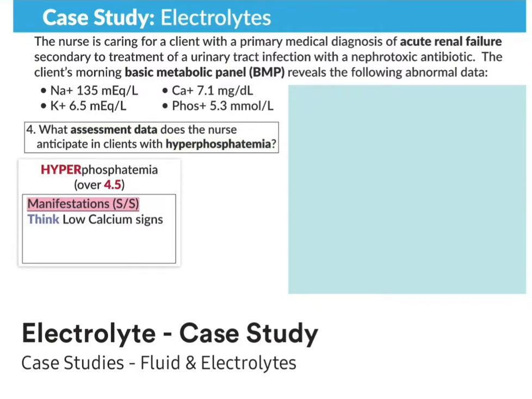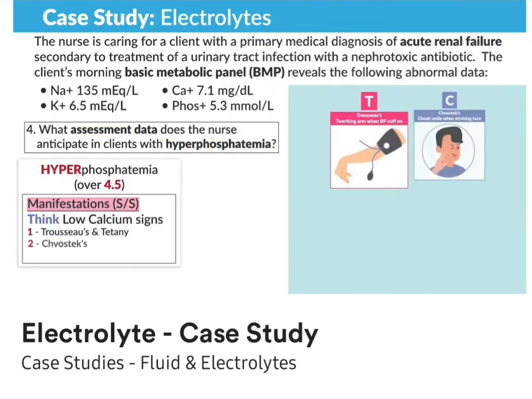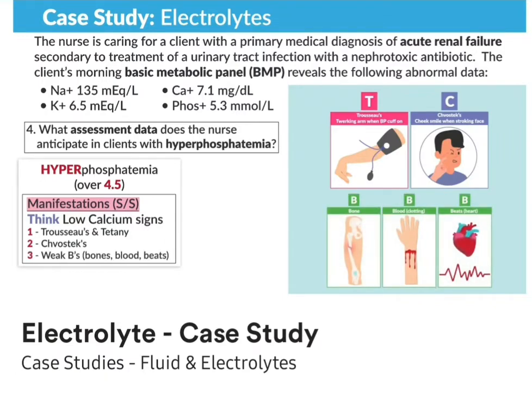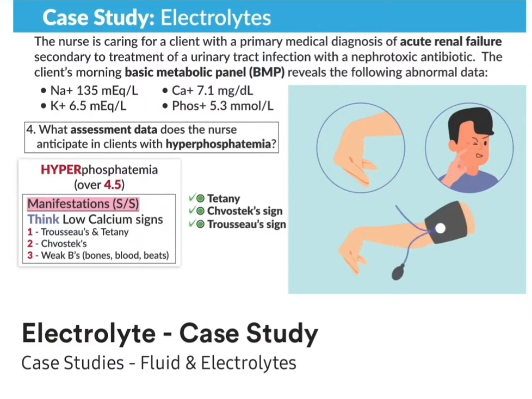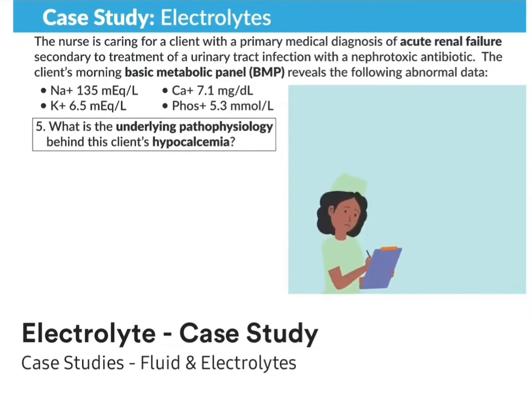So the top 3 signs and symptoms that you should know are Trousseau's and tetany, as well as Chvostek's, or just Vostek's, and even weak B's, so weak bones, blood, and beats. So the correct options are tetany, Chvostek's, and Trousseau's, which is that arm twerk with the blood pressure cuff on. And lastly, question number 5.